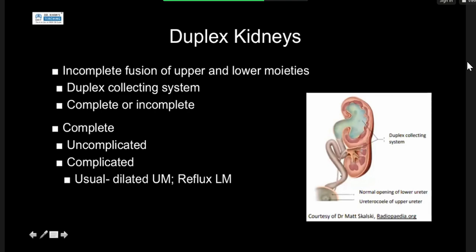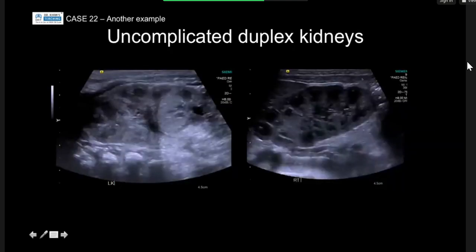That's why we're going to do the MCUG study, to see if there's any evidence of reflux. So this is an example of uncomplicated duplex kidneys and how difficult they can be to completely see on ultrasound. The left kidney, I think, is easier to see here. We've got definite renal cortex coming down the middle, separating it into an upper moiety and a lower moiety. But on the second image, the right kidney, these are definitely duplex because I scanned them. It can be very difficult to see the differentiation, but this is the upper moiety here, and this is the lower moiety. So duplex kidneys I find challenging to diagnose if they're uncomplicated.